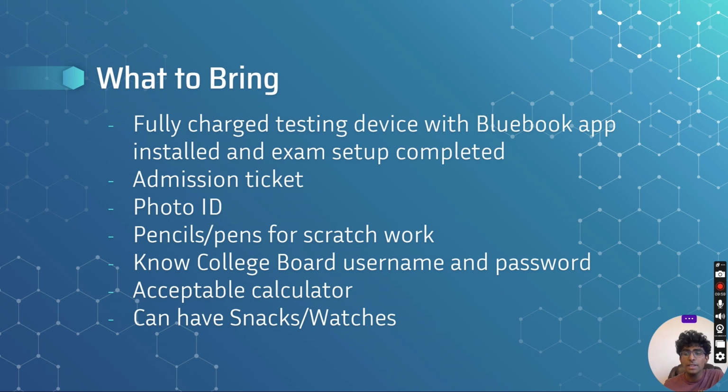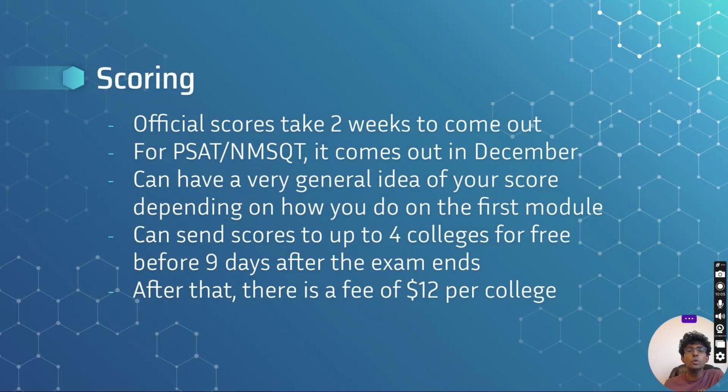And try not to bring your cell phone if possible, unless you need to contact your parents or something to pick you up after the exam. So in terms of scoring, official scores take about 2 weeks to come out. For PSATs though, it comes out in December, so it's a little bit of a longer wait.